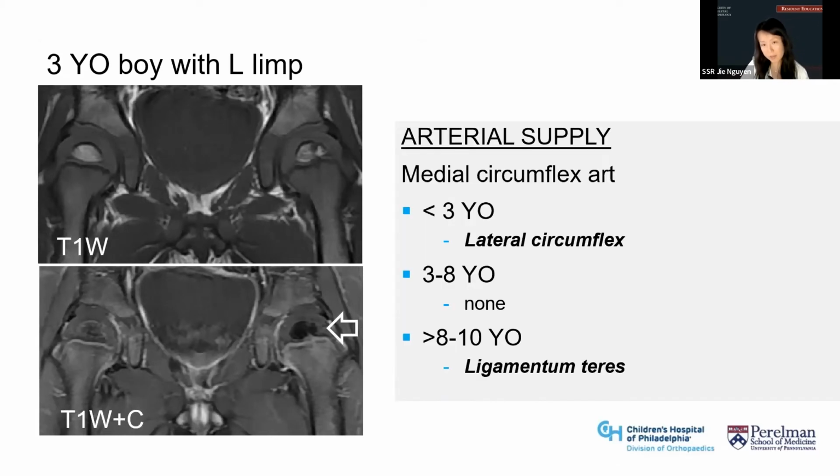So Perthes disease. The arterial blood supply to the head is by the medial circumflex artery. In kids who are younger than 3, there's actually dual supply by the lateral circumflex. For those who are a little bit older, more than 8 to 10 years of age, there's a little vessel in the ligamentum teres that helps to supply the ossification center. But between 3 to 8 is a time when they're actually relatively weak.